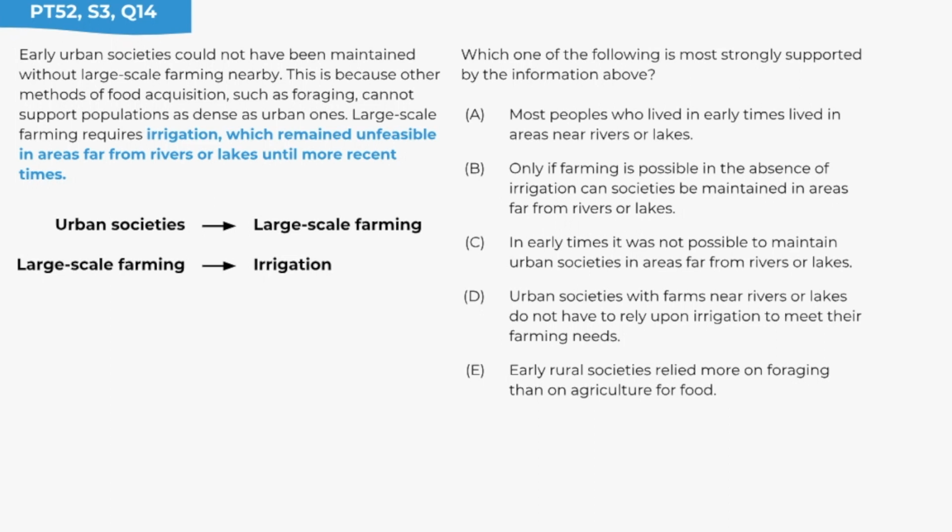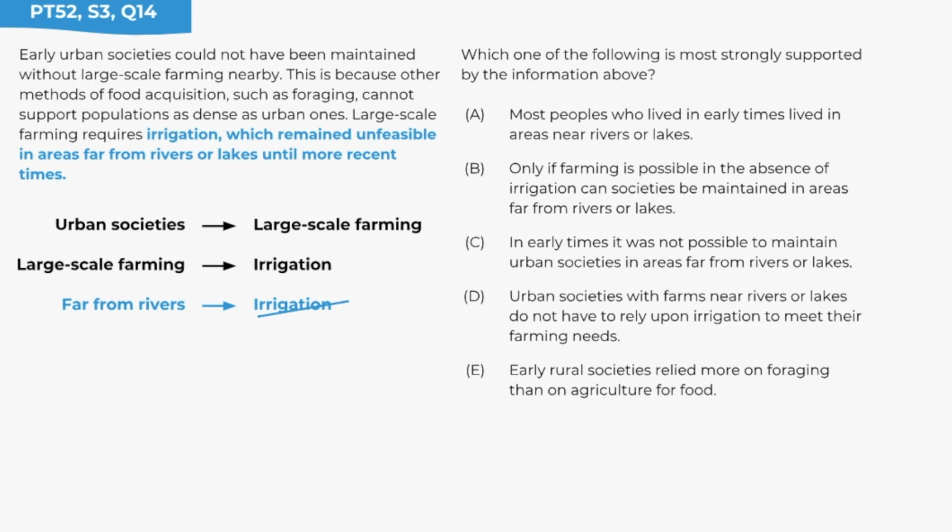So if irrigation remained unfeasible in areas far from rivers or lakes, so if you weren't near a river or a lake, you weren't going to have irrigation. So if you're far from rivers, no irrigation. And we can start to see how this thing is going to piece together.